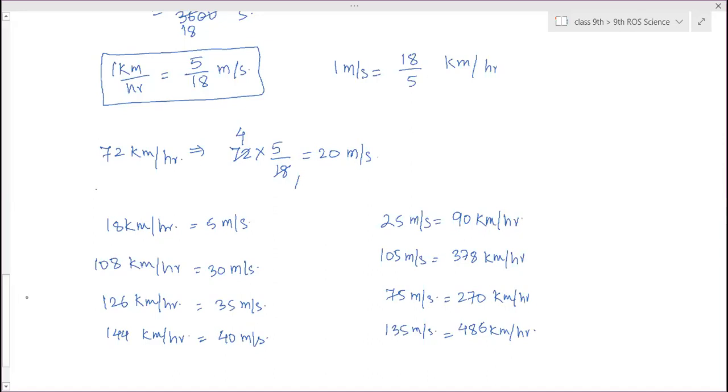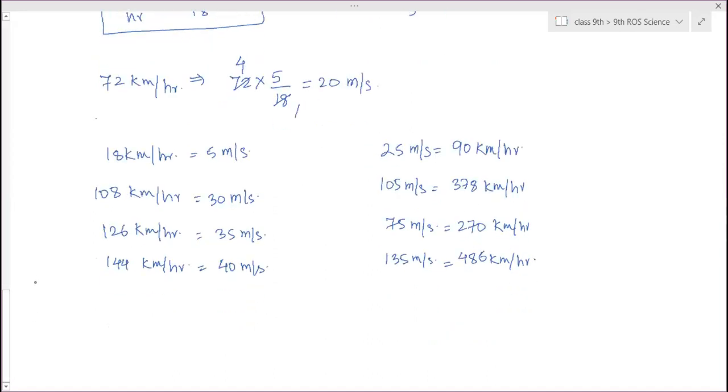Okay, so these are the conversions. You need to know this conversion. Most of the places we have to do it. Except average speed questions, everywhere you have to convert kilometer per hour to meter per second.